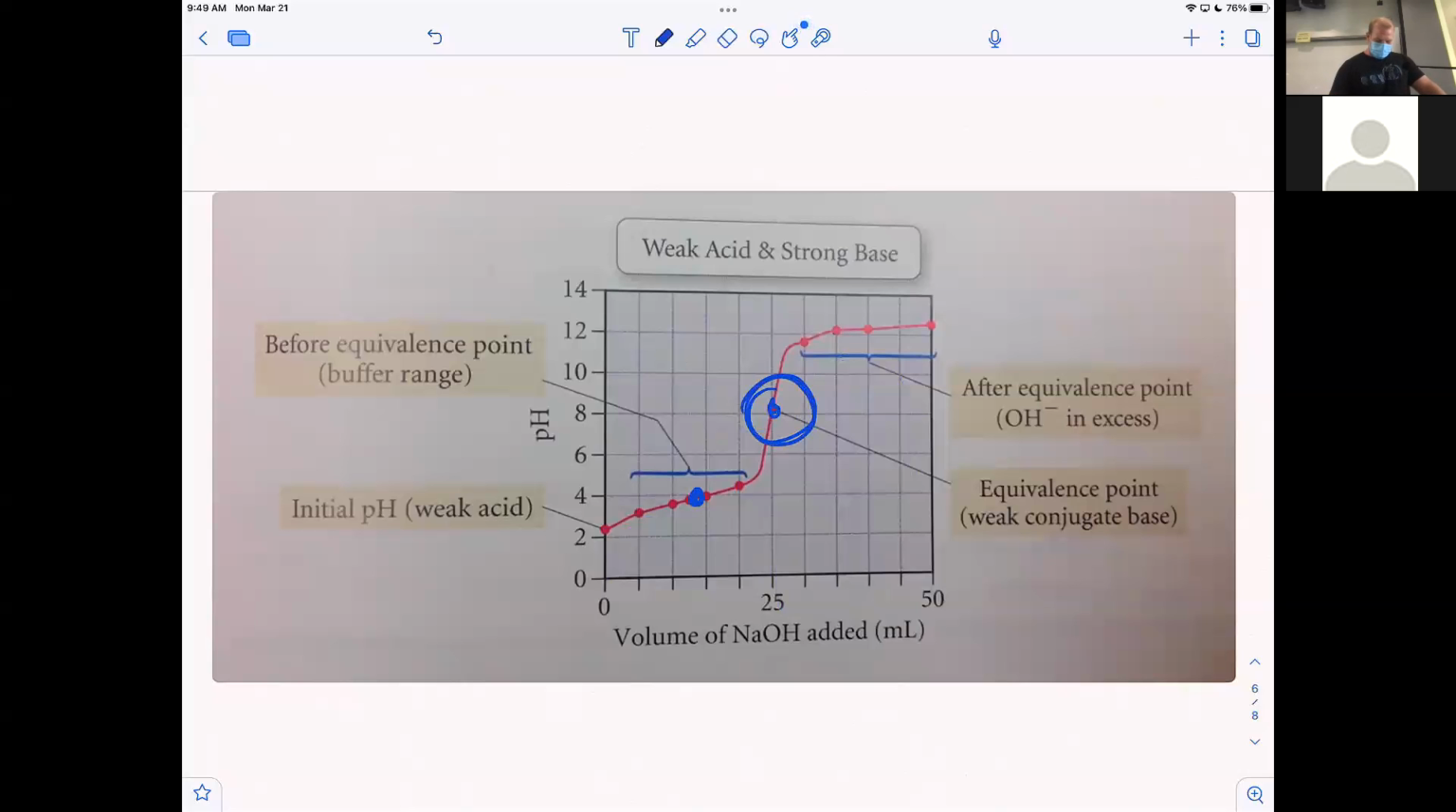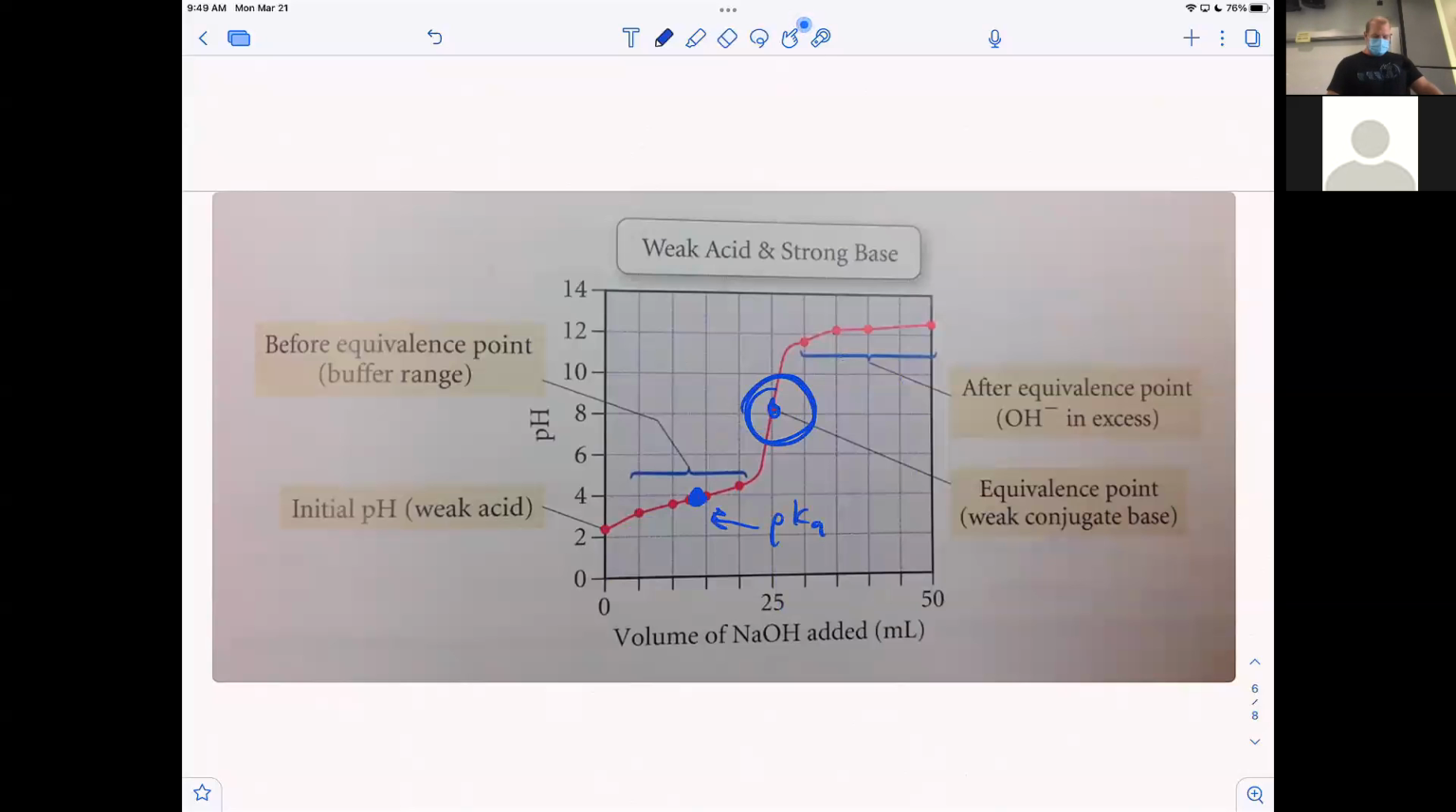But then this other inflection point, if you're wondering, this inflection point turns out to be the pKa. So if you do a titration curve of a weak acid, you can actually figure out what its pKa is. And you can do it one of two ways.